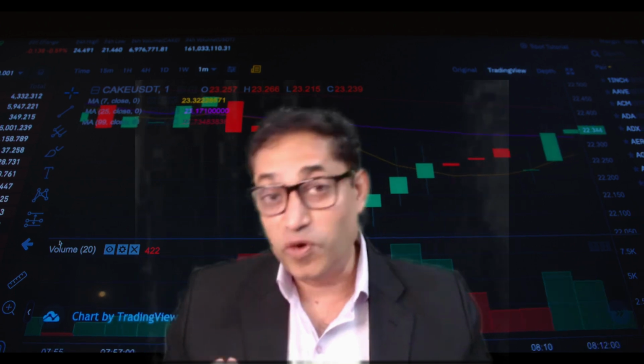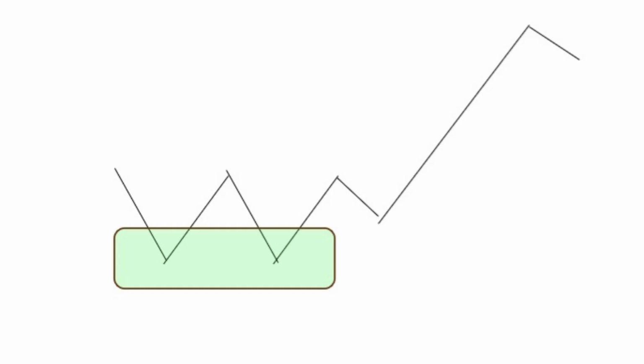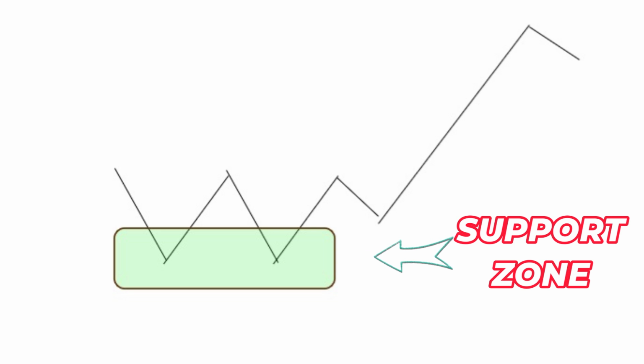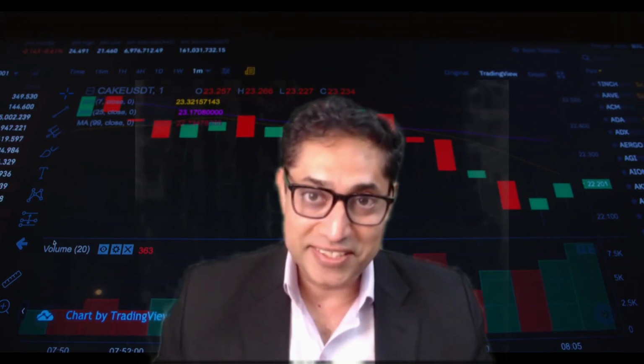Let us understand what a double bottom would look like. A double bottom is a support zone where the price comes once, bounces back up, again comes back down to the same zone and bounces back up. So that is basically a support zone and a double bottom zone. Same, we are going to identify the best double bottoms and double tops using RSI divergence.